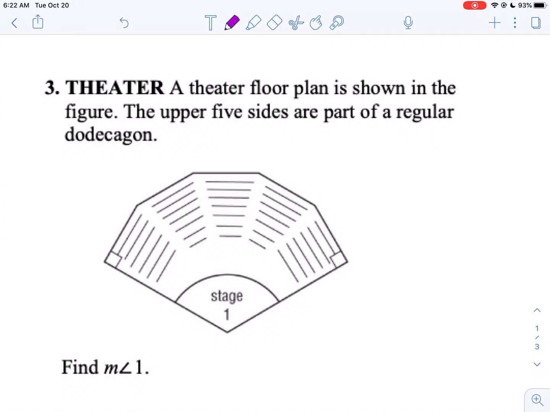Let's take a look at your problems from your assignment from MT6LT1. On the first question, question 3, it says a theater floor plan is shown in the figure. The upper 5 sides are part of a regular dodecagon. That's the key. So we know these angles come from a dodecagon.